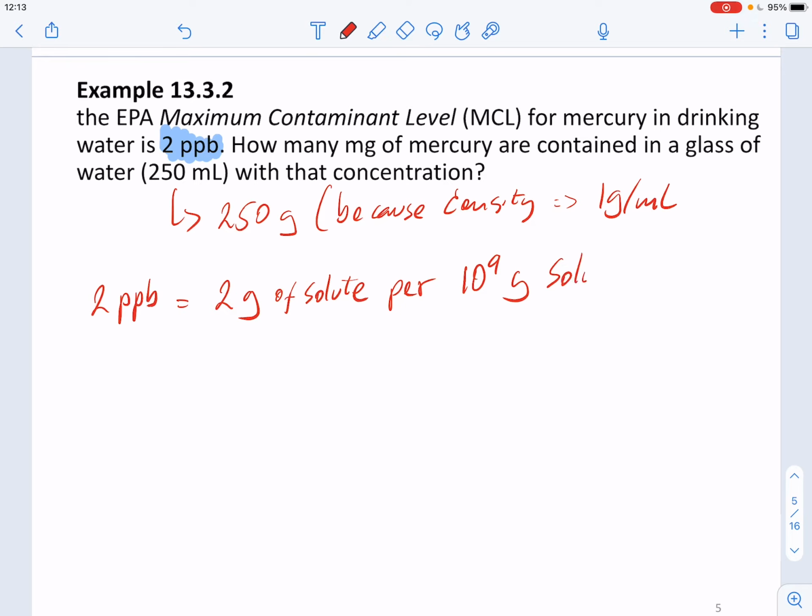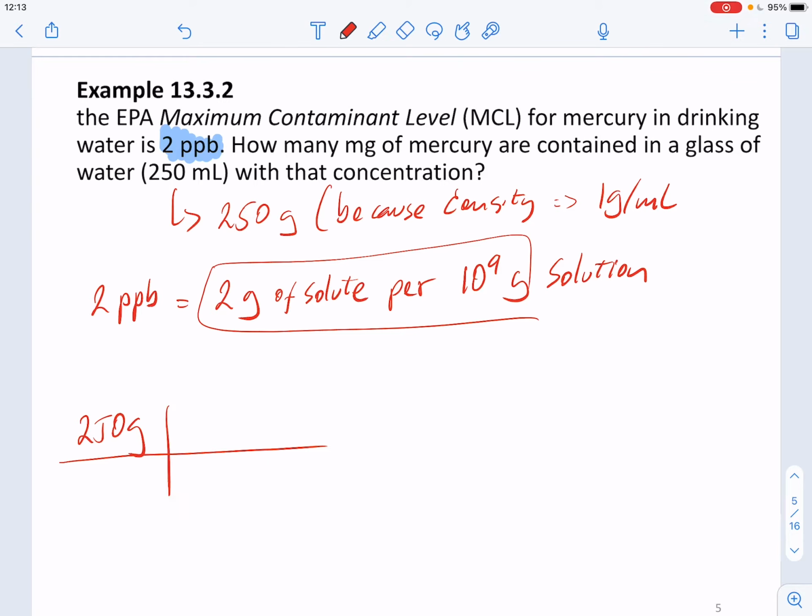of solution. So we can actually use this as a conversion factor. And then we start out with our 250 grams of solution. And those 250 grams of solution contain 2 grams of solute per billion grams of solution.